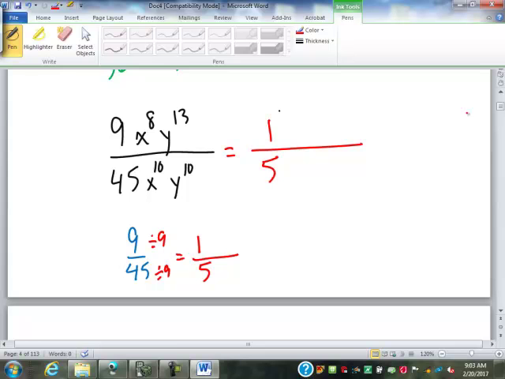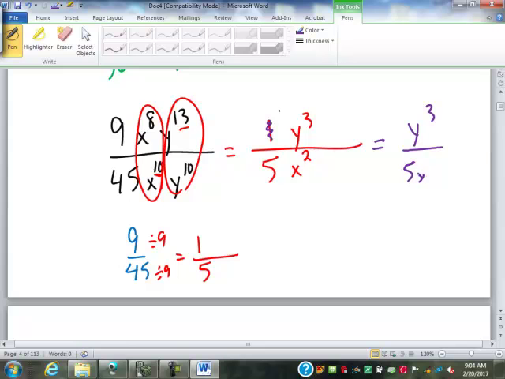Where does the x go? Top or bottom? Bottom. Power of 2. Good. The 10 is the bigger power. 10 minus 8 is 2. Y goes on top with a power of 3. Good. 13 is the bigger power. 13 minus 10 is 3. Here, I don't need the 1 anymore. Just like if I just have an x, I don't need 1x. So the best way to write this would be y to the third over 5x squared.